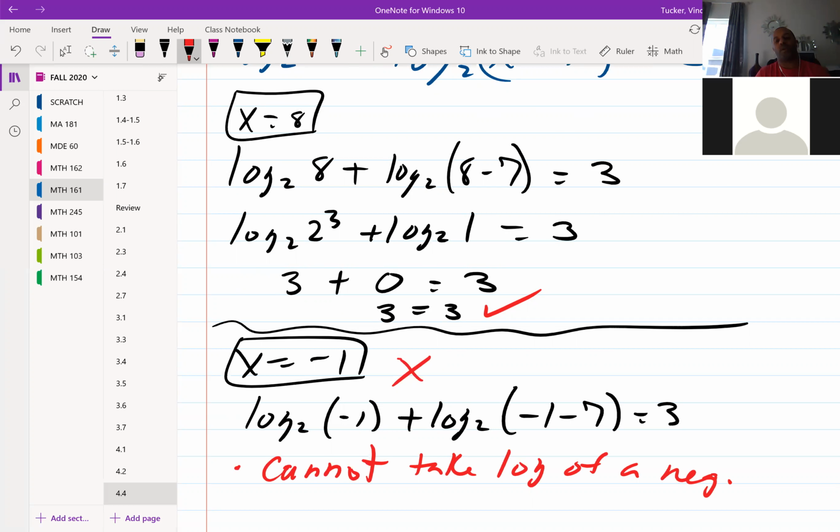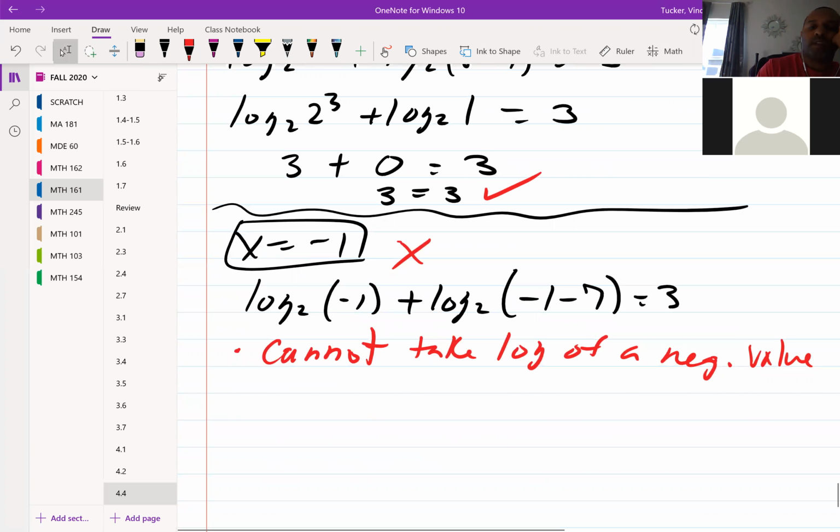So can I take the log of a negative value? The fact that x is negative has nothing to do with it. It's about when you plug it in. So in other words, let's say if I had log base 2 of 8 plus x.